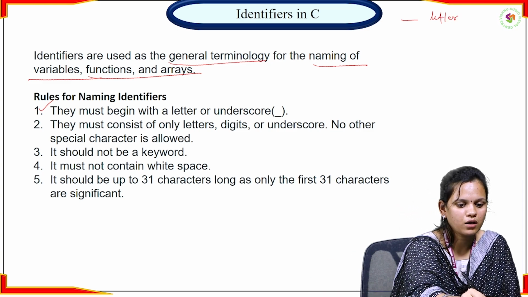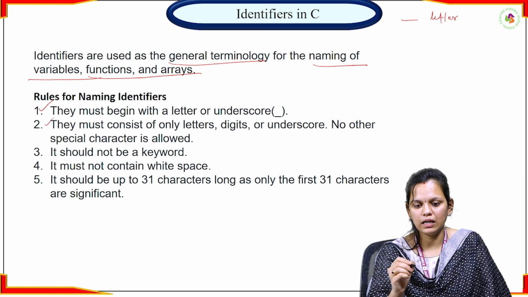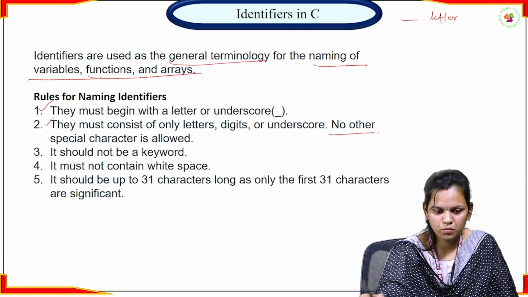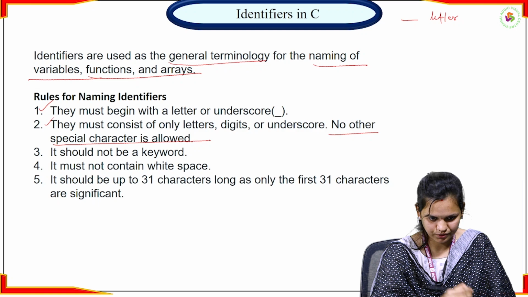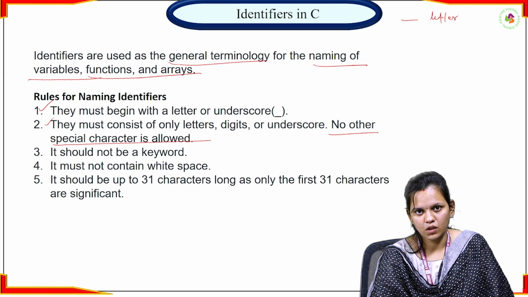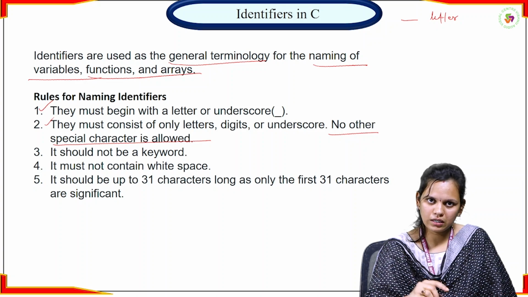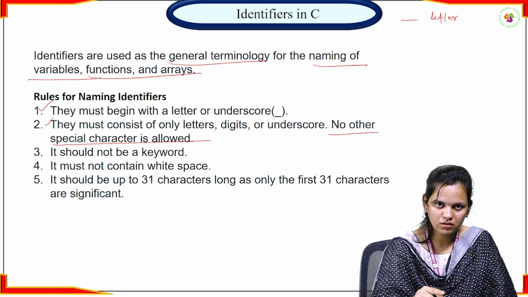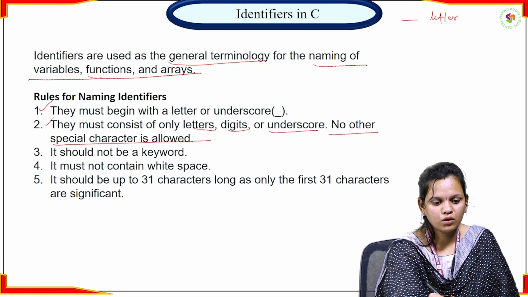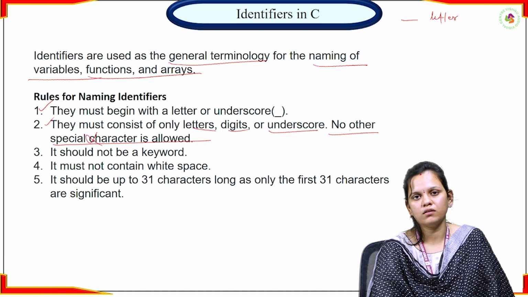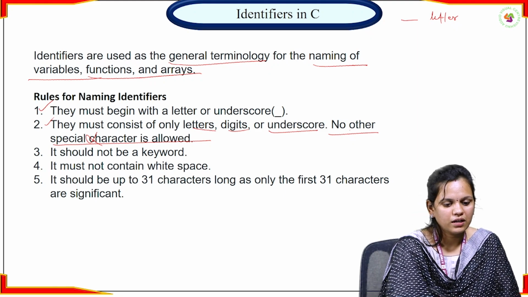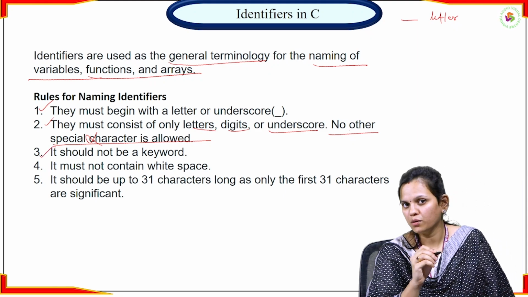Okay, and the second one is they must consist of only letters, digits or underscores. No other special characters are allowed. It can be a combination of letters, digits and underscore, but no other special character is used except the underscore.